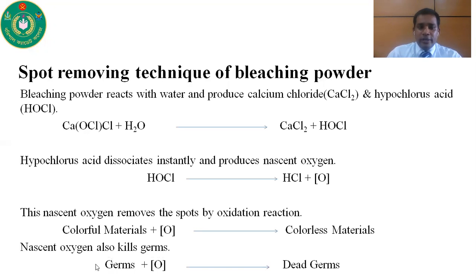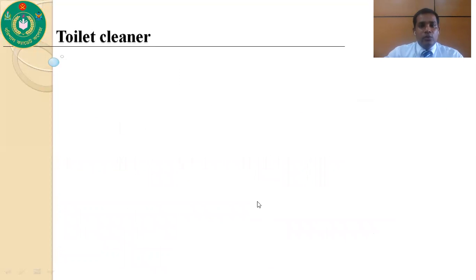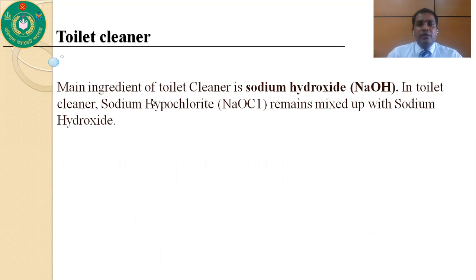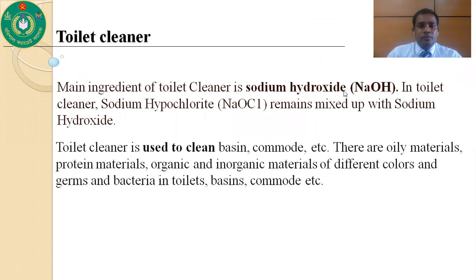This nascent oxygen also kills germs. So when germs are present in clothes or basins or commodes, etc., they react with nascent oxygen and the germs are killed. So in this process, bleaching powder removes spots from clothes and it also kills germs from basins, commodes, etc. Now, toilet cleaner. The main ingredient of toilet cleaner is sodium hydroxide, and in toilet cleaner, sodium hypochlorite is also used besides sodium hydroxide. Toilet cleaner is used to clean basins, commodes, etc.